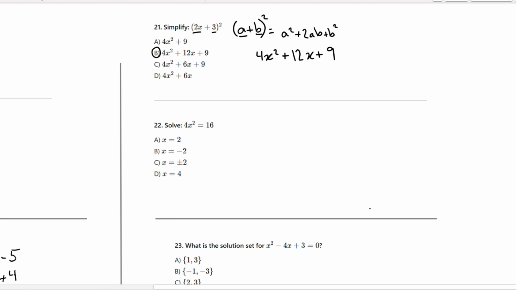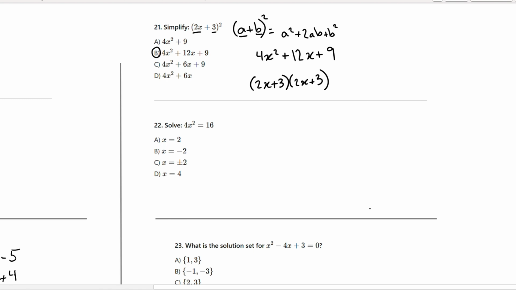Another way to do it, if you don't remember the formula, is you could just do 2x plus 3 times 2x plus 3. When you do this, you would distribute and then get the same answer.